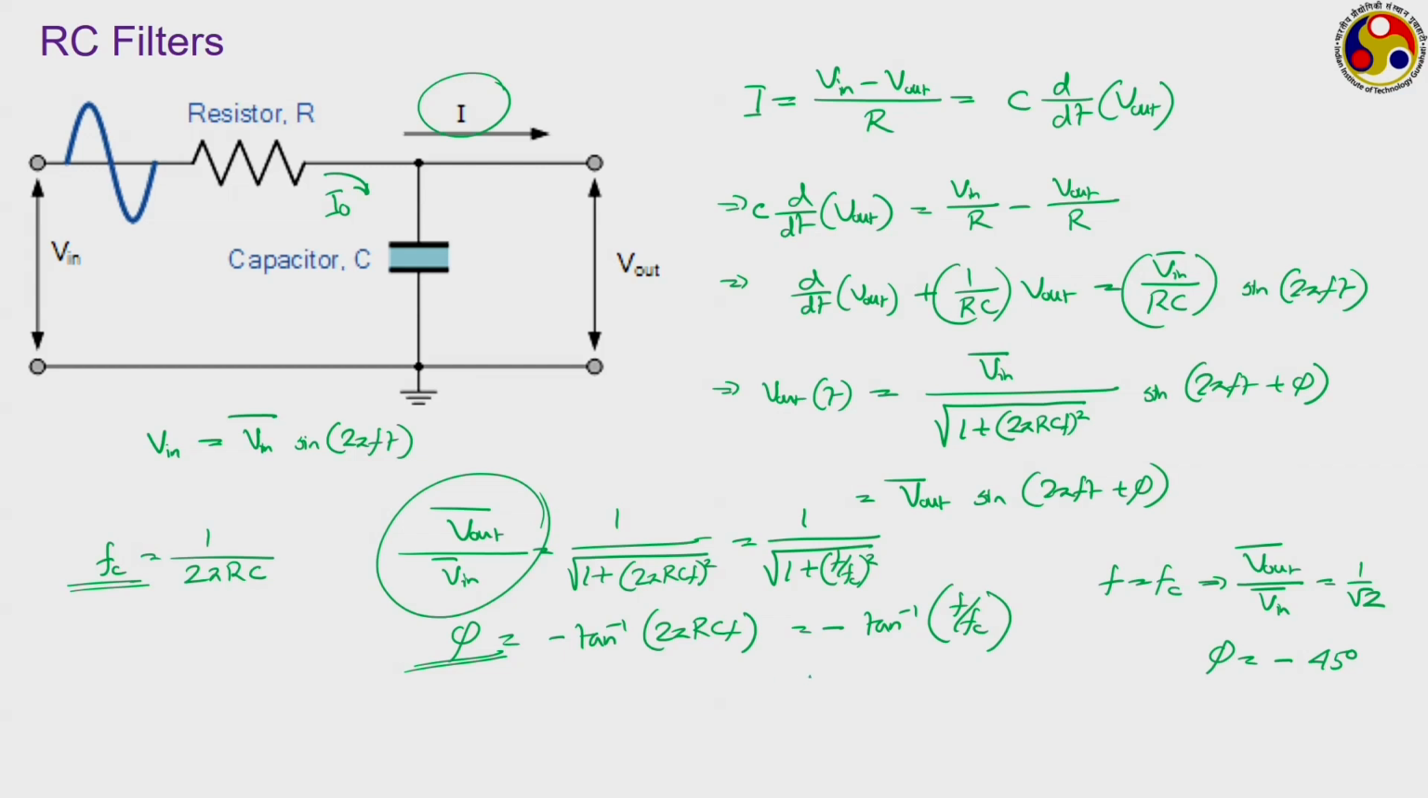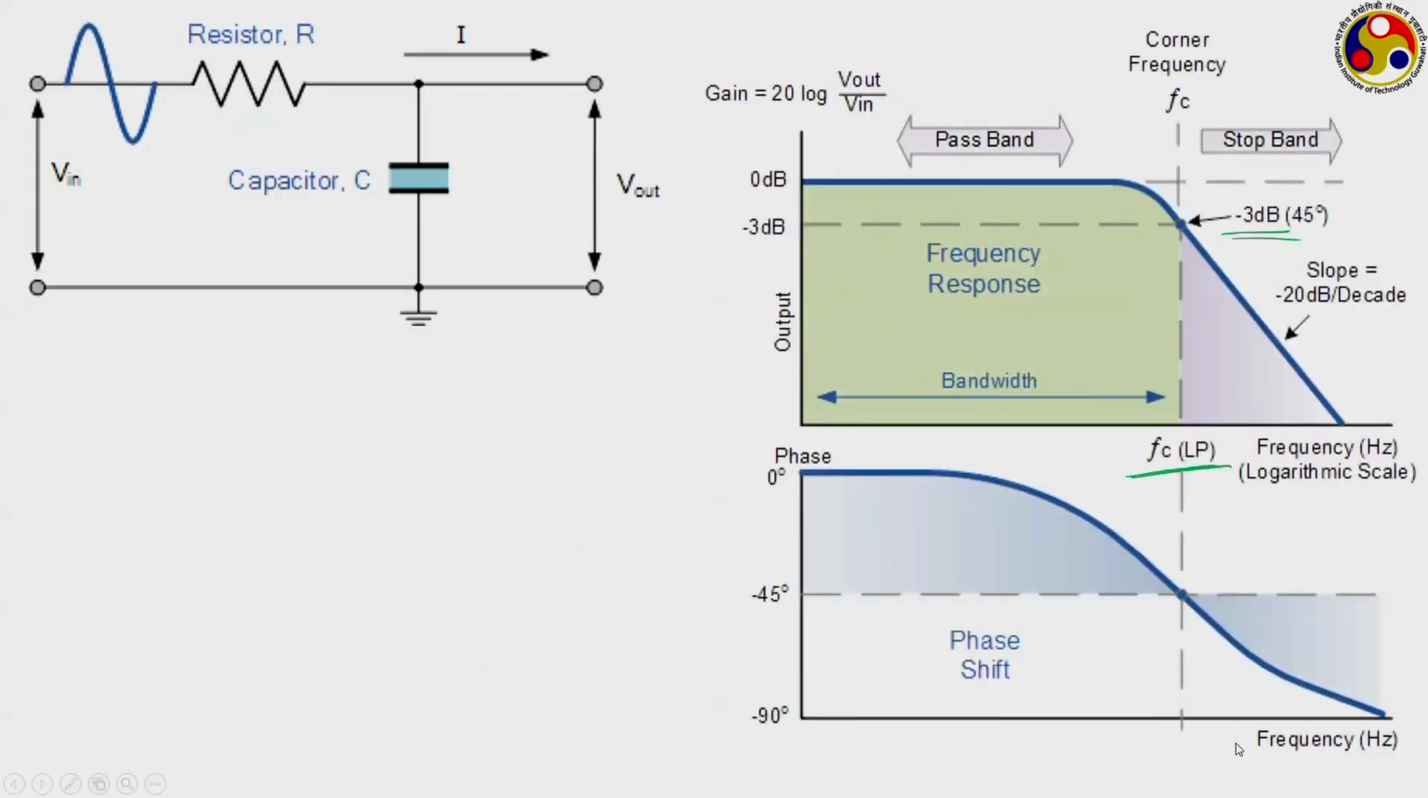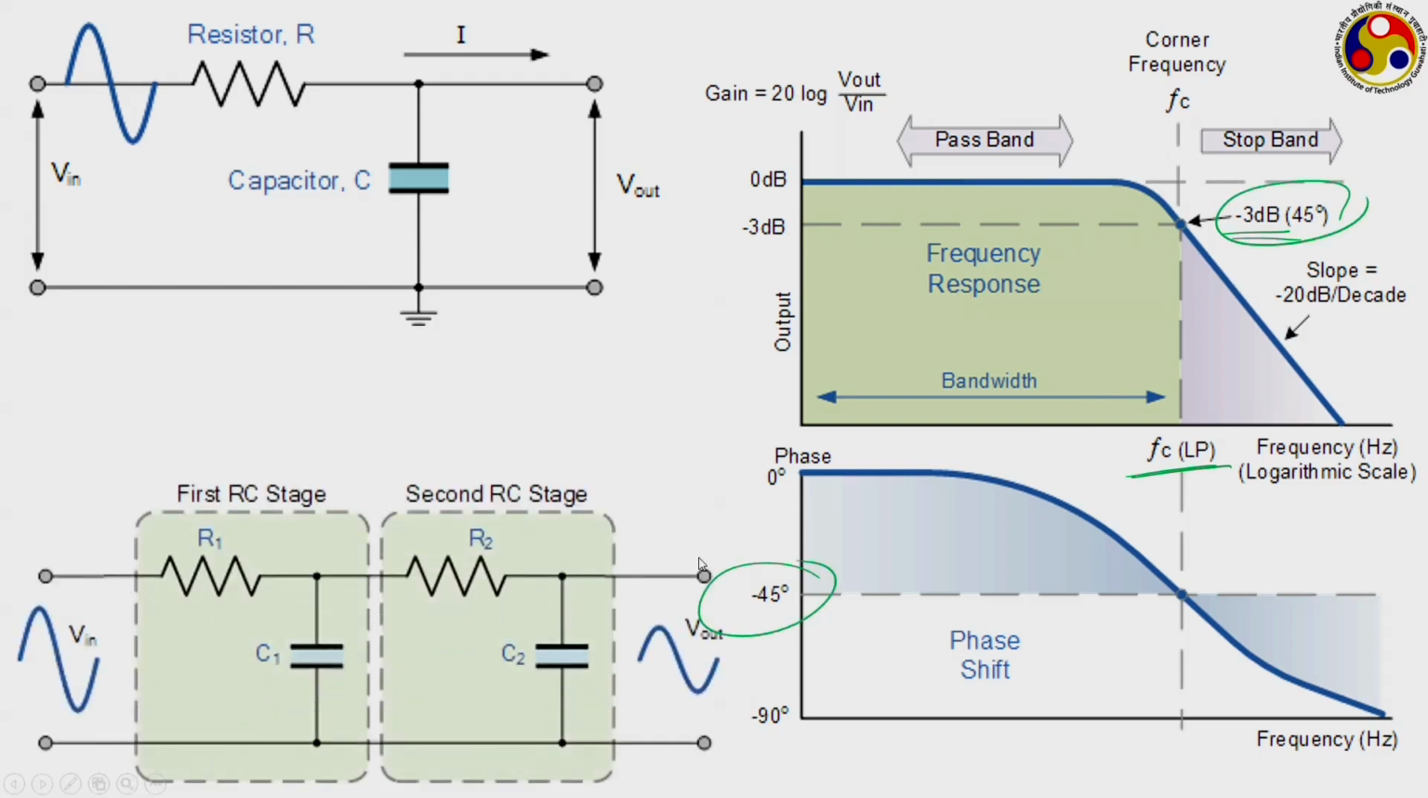So, if we check in terms of powers, P out upon P in, we know in terms of decibels, assuming equal resistances, this can be equated to V out over bar square by V in over bar square, that is equal to half, that is minus 3 dB. And the same thing we can find here: it is minus 3 dB reduction corresponding to a phase shift of minus 45 degrees.